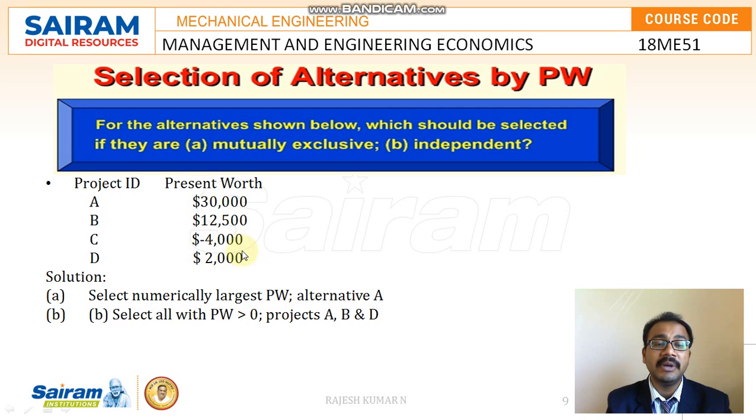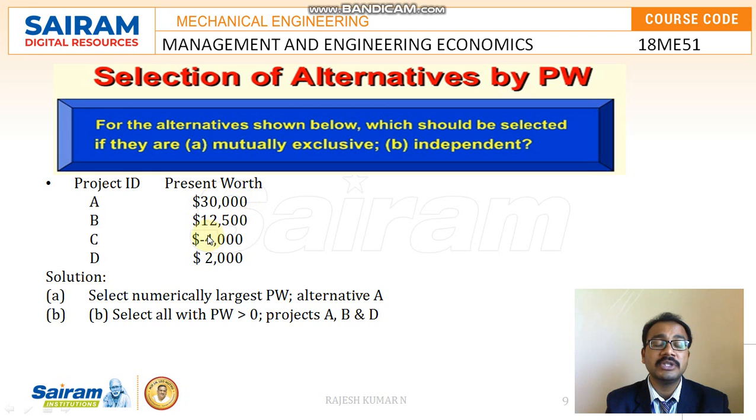So comparatively, anybody can say that project A has the maximum present worth value. So we need to select A as the best option for the present worth value. And the second one, the present worth value should always be greater than 0. If it is in minus, then at any cost we should not include that for our considerations. So leaving C, I have A, B and D, where A has more value. So that is why I will be taking the A value.